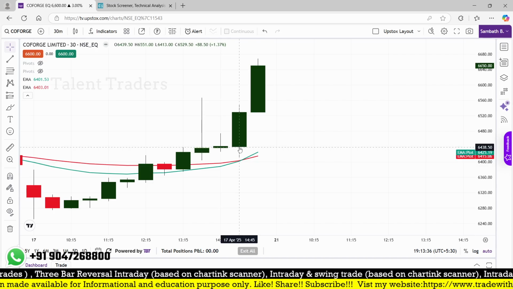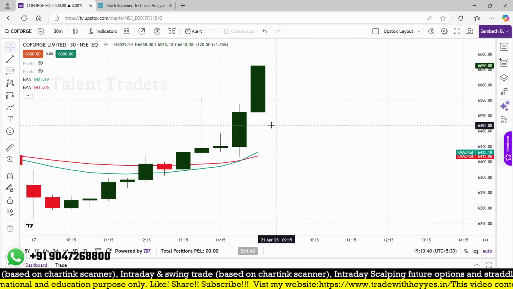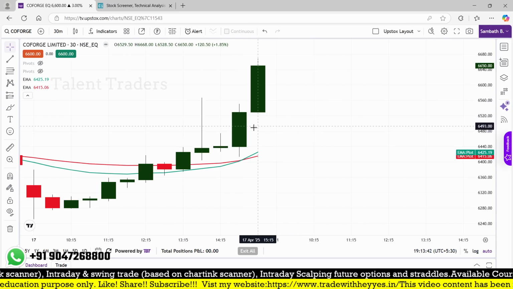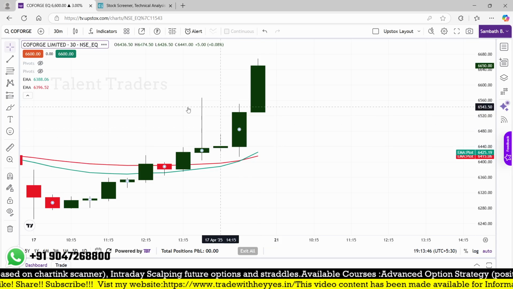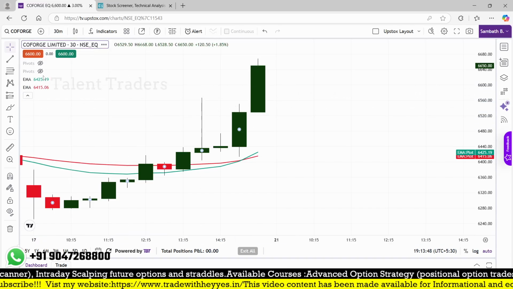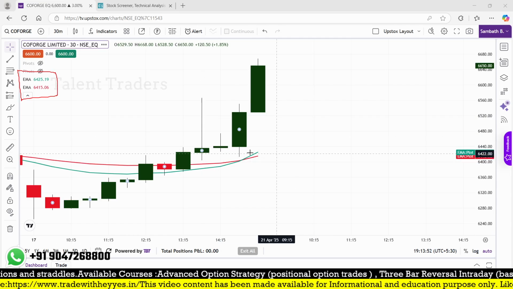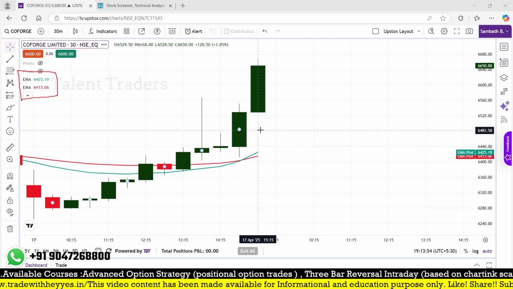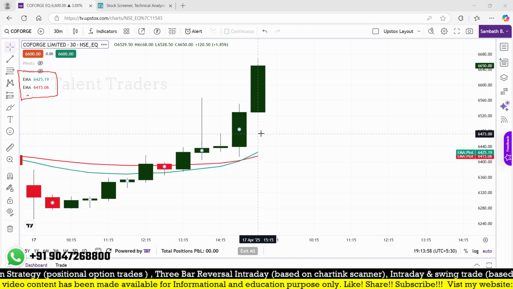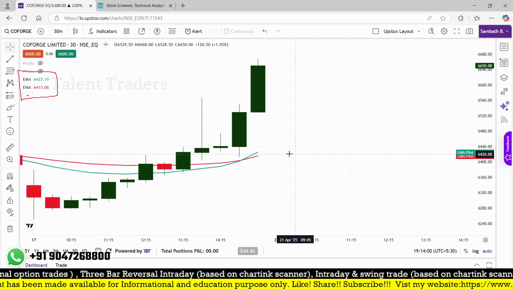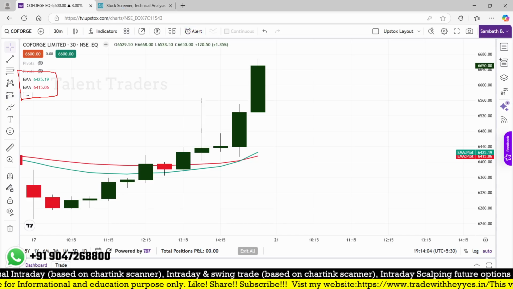The faster one is 6401.53, and the slower one is 6403. So in this case the red is higher than the green. Here you can see the values while I keep the cursor on that particular candle, exactly at 600. And on the next candle, 625 is the faster one, and the slower one is 650. So only at the end of the candle will you get clear confirmation about the EMA crossovers.